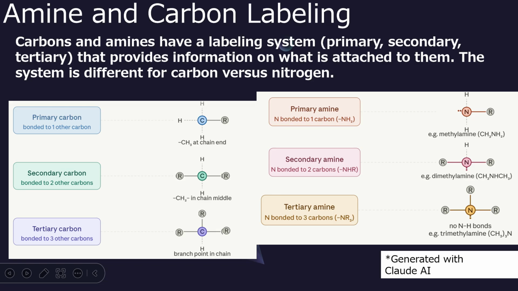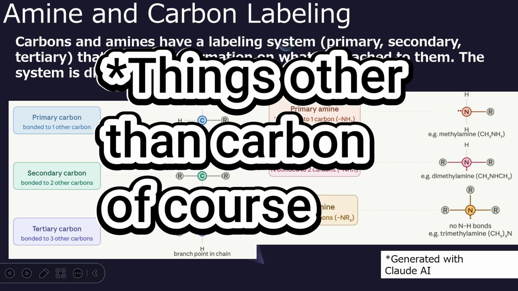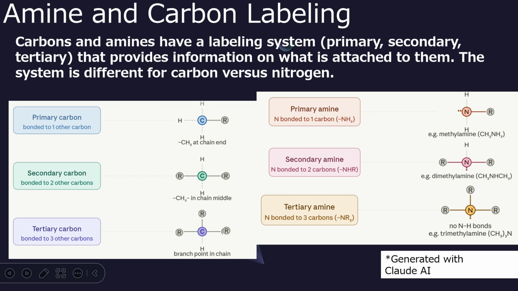For primary carbons, it means it's a CH3 group at the end of a chain. And not necessarily a CH3 group, it can have other things attached, like alcohols or halogens. But if it's a carbon at the end of a chain, then it's primary. If a carbon's in the middle of a chain and it has two other carbons attached, it is secondary. If it's in the middle of a chain and it has an extra branch on it, so 3 carbons attached and one other thing, it is a tertiary carbon.